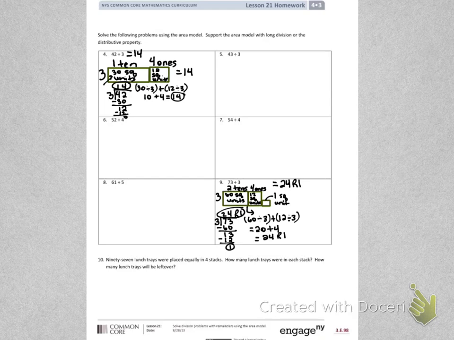Let's double check this one and make sure it works. I'm going to take 24 times the width, which would be 3, and then add on that remainder. 24 times 3 is 72, plus 1 is 73, and that's good. We wanted to take 73 and divide it into 3 groups. So again, we have another answer of 24, remainder 1.